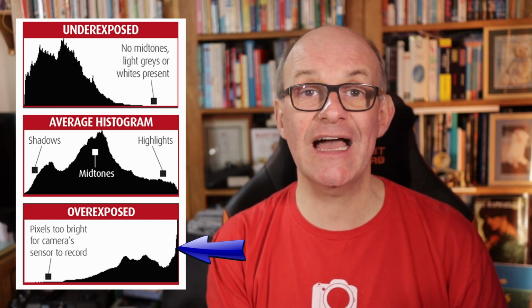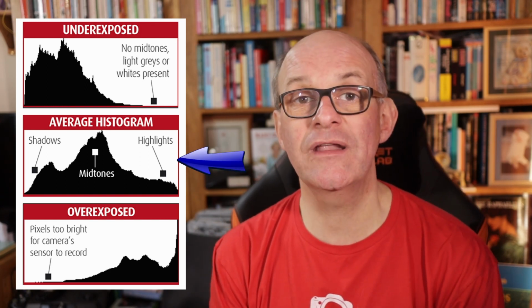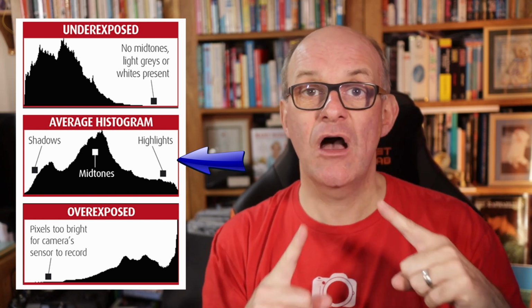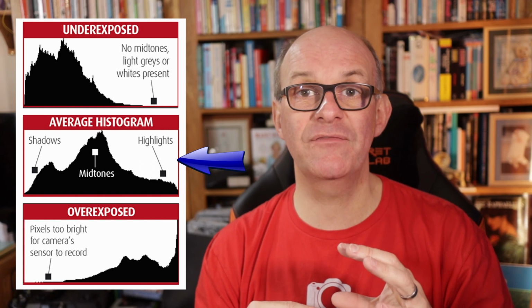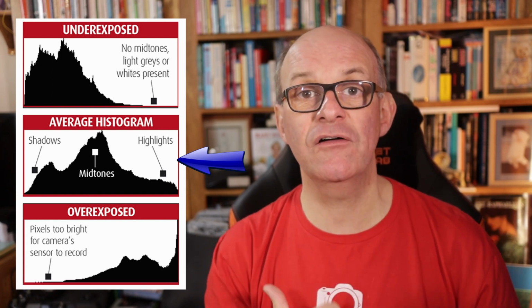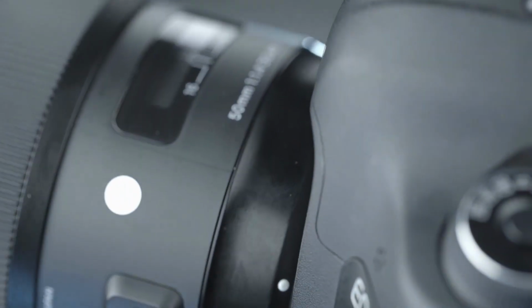Now, what you really ideally want to get is the histogram looking like the one in the middle. So all of the peaks on the histogram are in the middle of the image, so there's none hanging off the white end or none hanging off the black end, and then you get a good exposure.